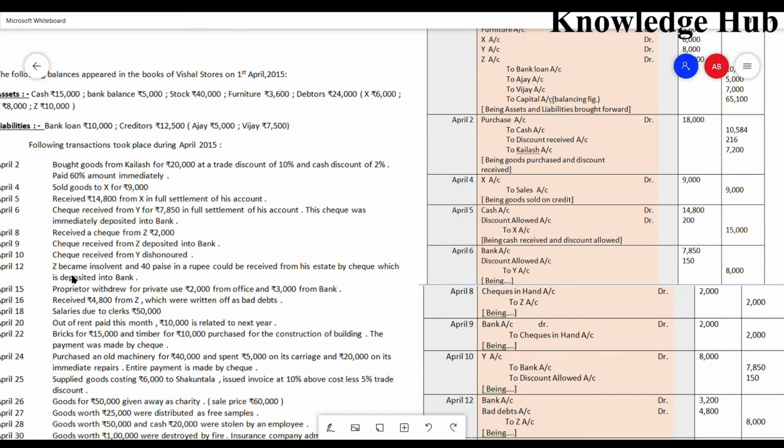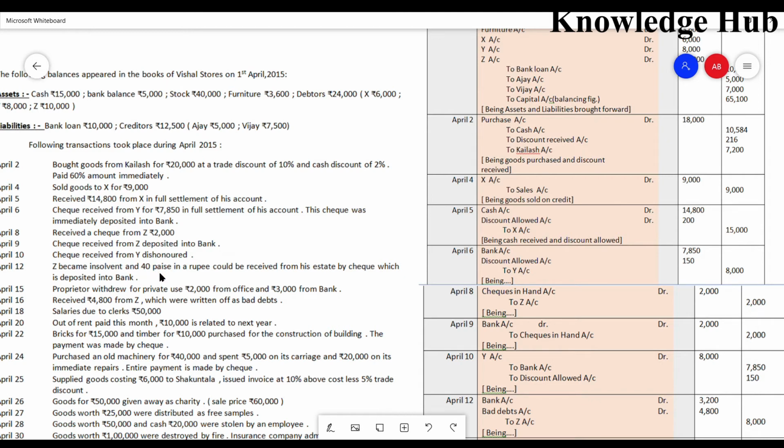April 12th. Z became insolvent and 40 paisa in rupee could be received from his estate by check, which is deposited into the bank. So for this transaction, let us first check out the total amount which we're supposed to receive from Z. Because in the transaction, only a percentage of the amount which was supposed to be received is mentioned, but the exact amount is not mentioned. So we need to calculate it.